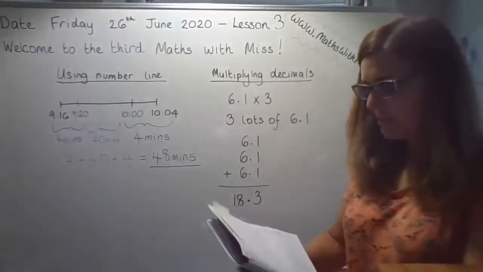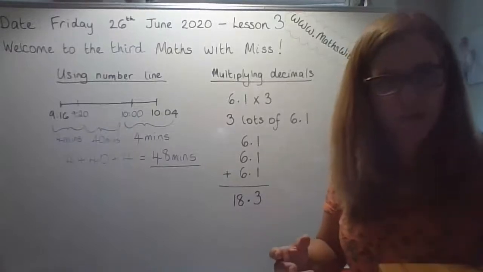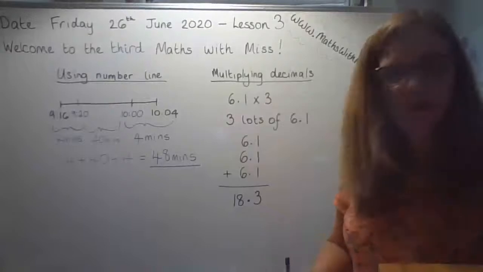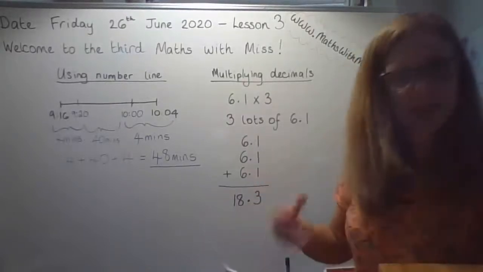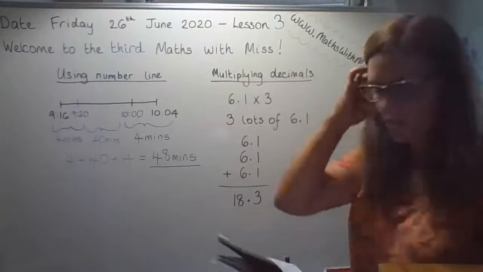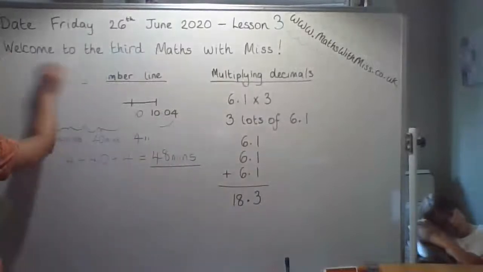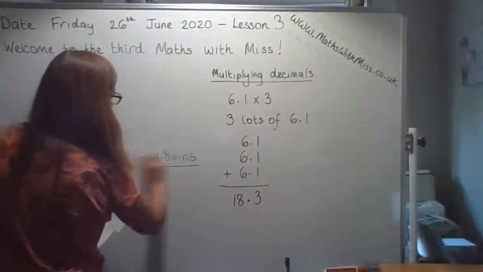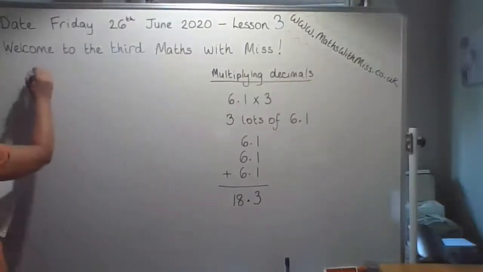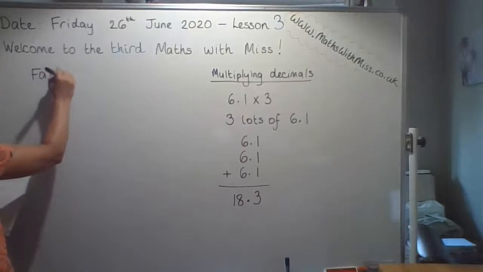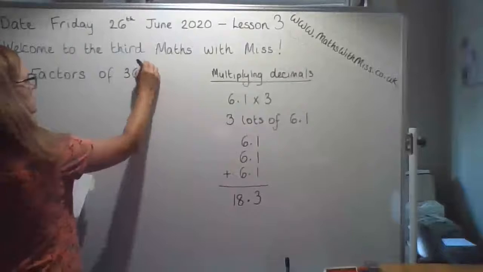Right, let's move on to part 2. This is a big question, isn't it? Part 2, question 9. How many factors are there in 360? There are loads, but let's have a look at it and see if there's a logical way we can do it so we don't miss any out. So we have factors, and in this case it's 360.